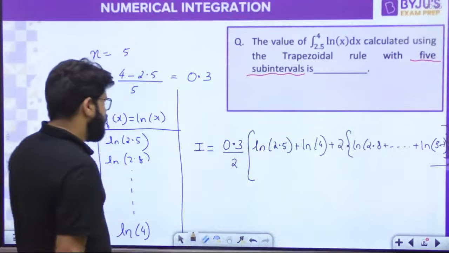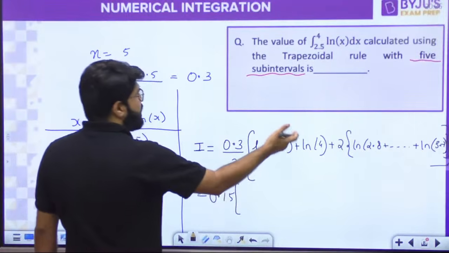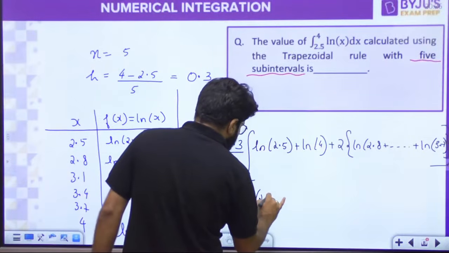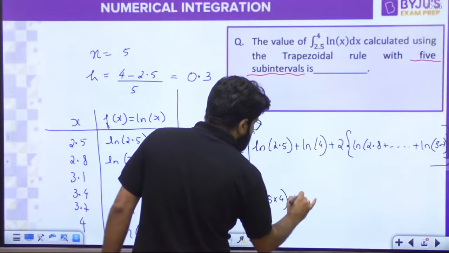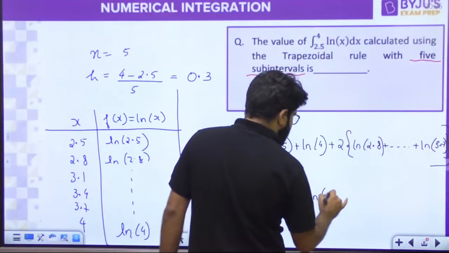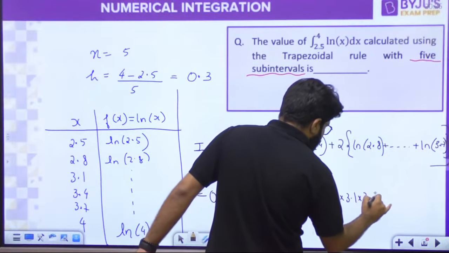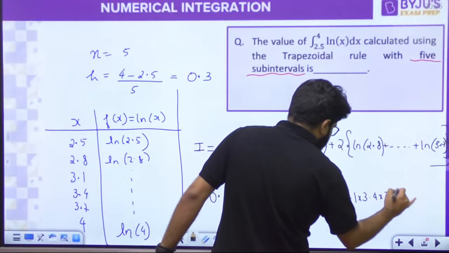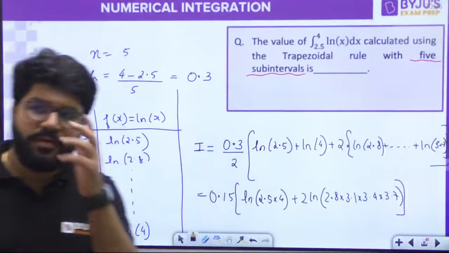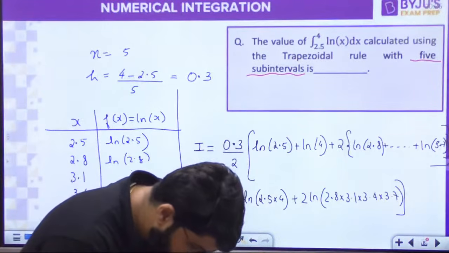ठीक है. So what is this? This is equal to 0.15. Log A plus log B is log A into B. So this one is log of 2.5 into 4. Rest is twice log of 2.8, 3.1, 3.4, 3.7, so multiply all of them. Okay, just calculate. Get your virtual calculators active.